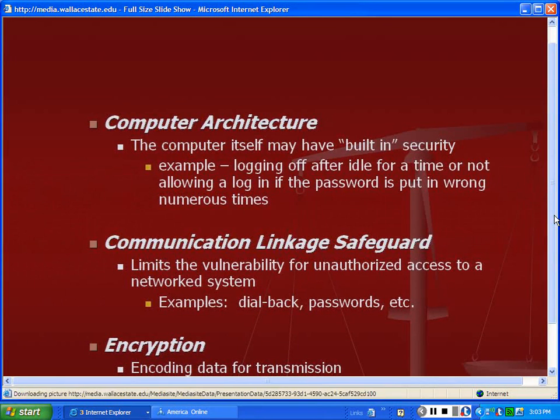Now, encryption is encoding data for transmission and storage, meaning that if somebody did intercept it, it's kind of put in spy code, and if they did get it, they can't read it unless they are able to decrypt it. So encryption is encoding data for transmission or storage.